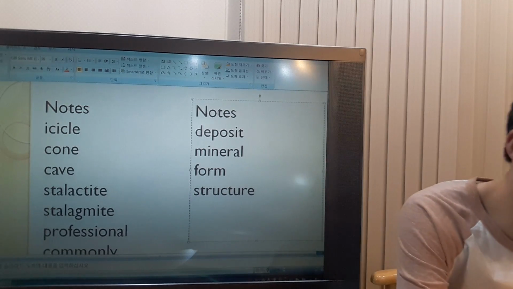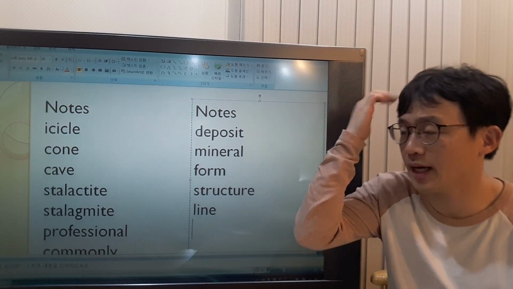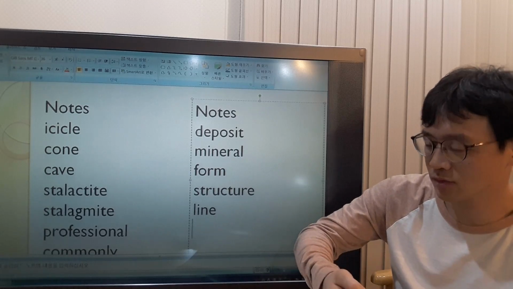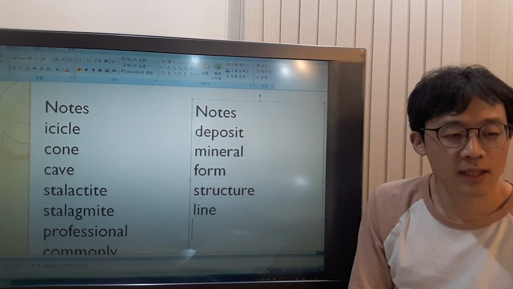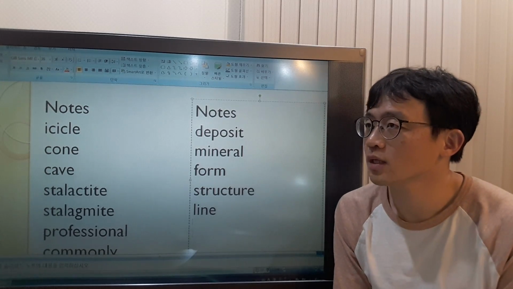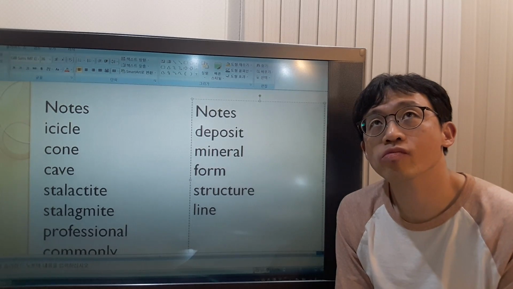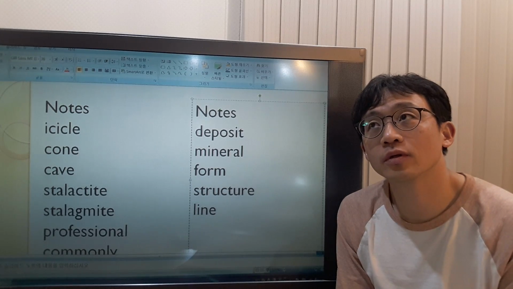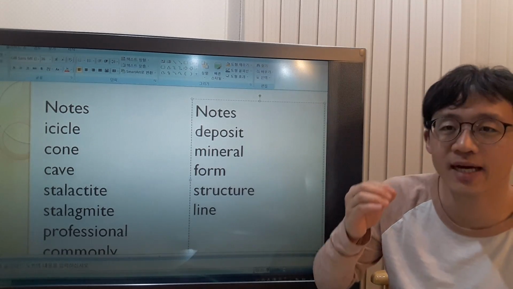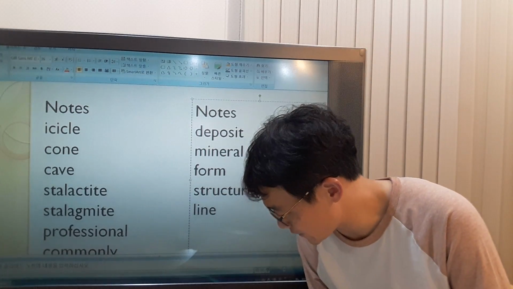And line the insides. What does that mean, line? You know what liner is? Liner is the cloth that is inside clothes, okay? To line means to put a layer on the inside surface. Put a layer on the inside surface is lining. You understand? Line the insides of caves.